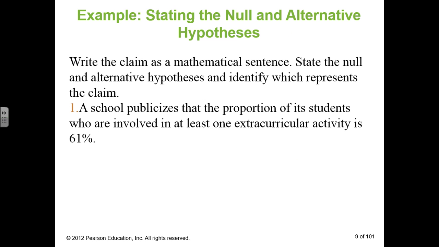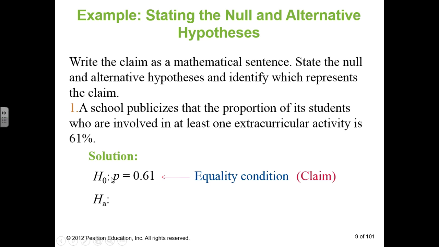All right, so let's practice. A school publicizes that the proportion of its students who are involved in at least one extracurricular activity is 61%. Is 61% stands for equals. So the null hypothesis is p, that's population proportion. We didn't really cover proportion, but that's the symbol for it. Proportion is 0.61, then the complement of equal to is not equal to.